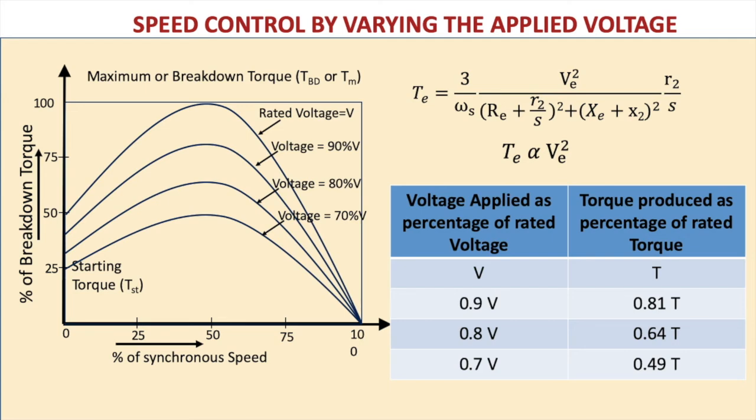The speed torque characteristics has already been studied. The same characteristics will be reduced in proportion, and therefore the starting torque reduces tremendously because it is varying with the square of the supply voltage. Hence there will be too much variation in the starting torque, and even the maximum torque reduces when we control the speed by the applied voltage.